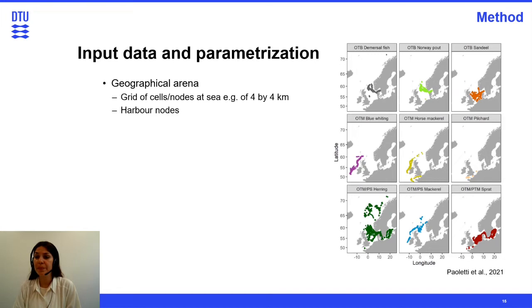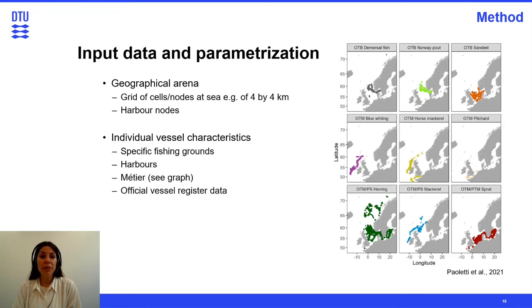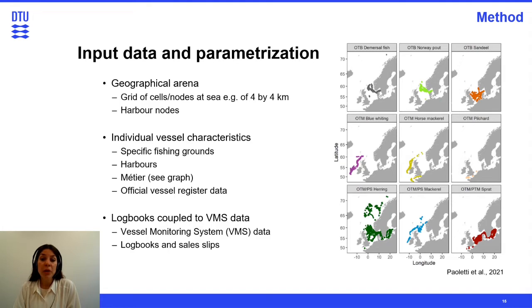Then we need information regarding the individual vessels. This includes information regarding their specific fishing grounds and preferred harbors and métiers, for example. And we also need their official vessel register data. To model then the spatial catch rates and routes made by each vessel, we couple the data from their logbooks and sales slips to data from their vessel monitoring systems, or VMS data, which provide location and time.